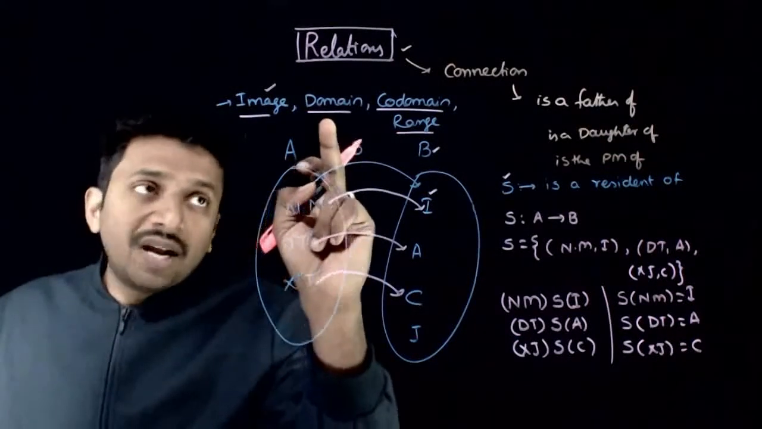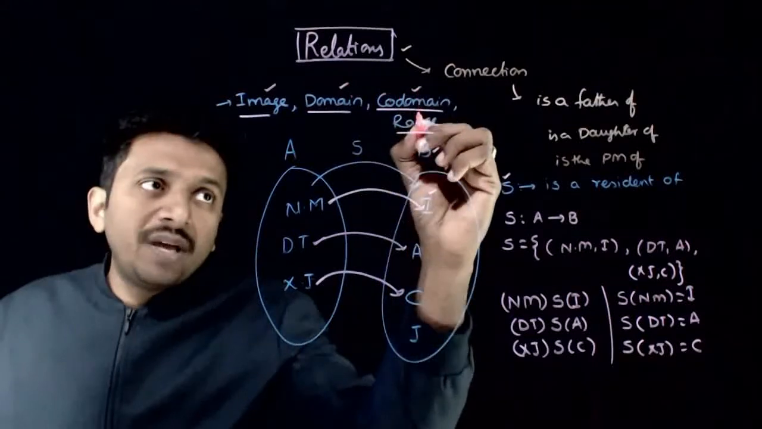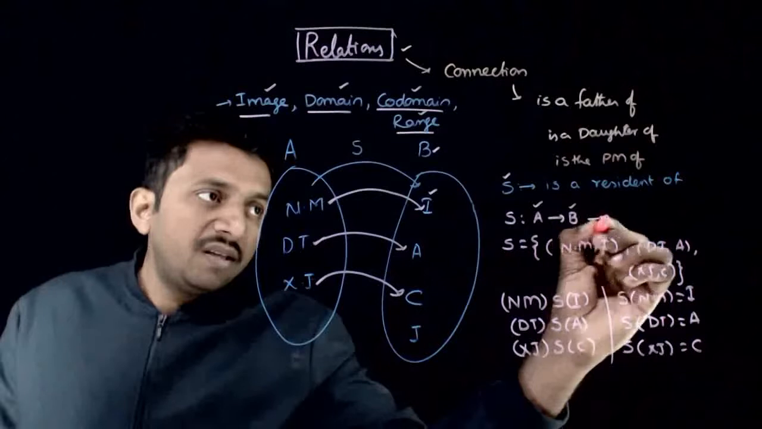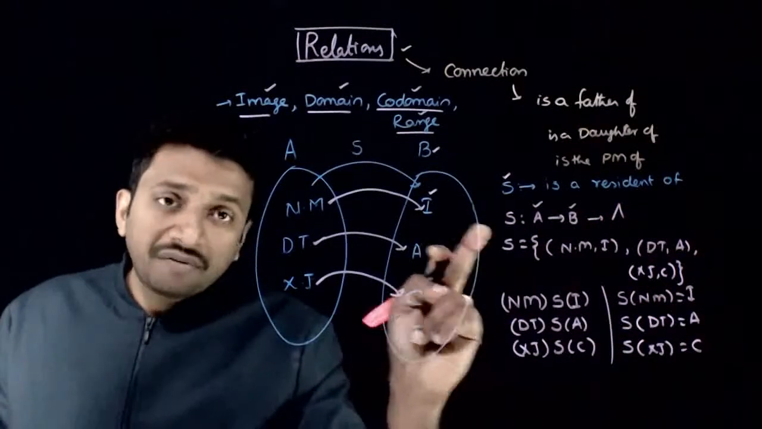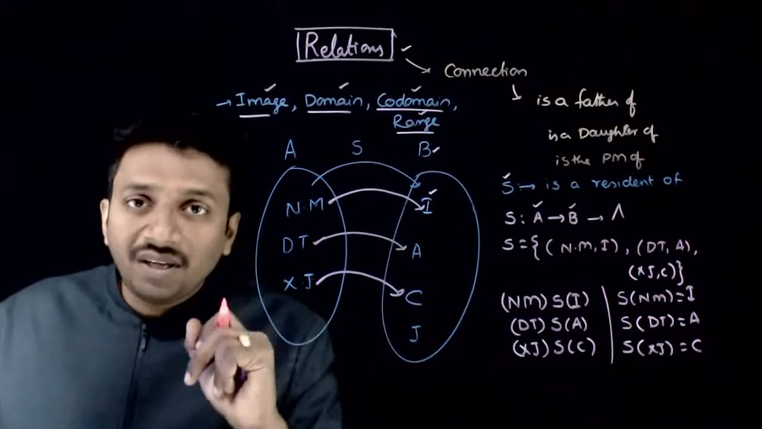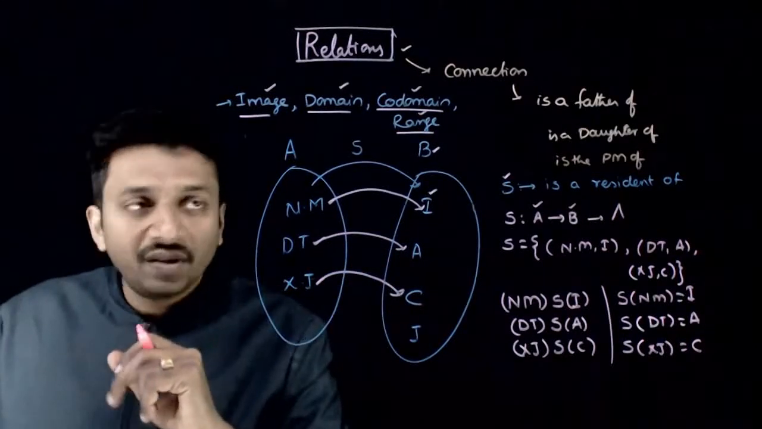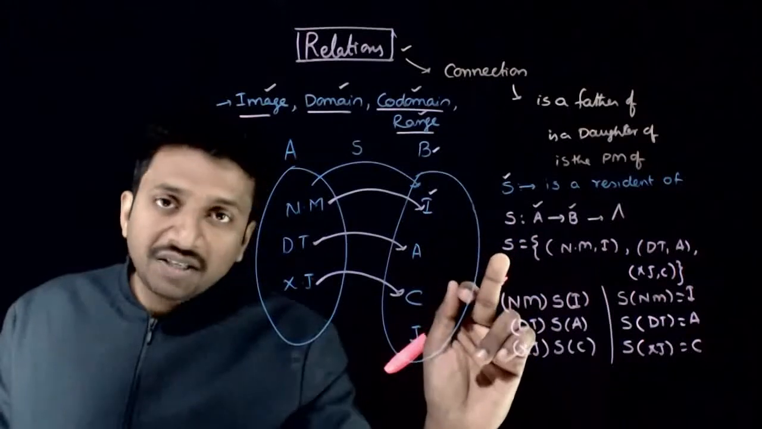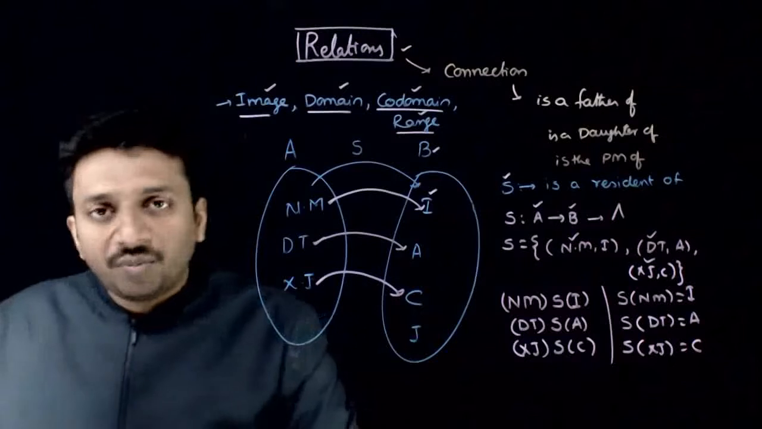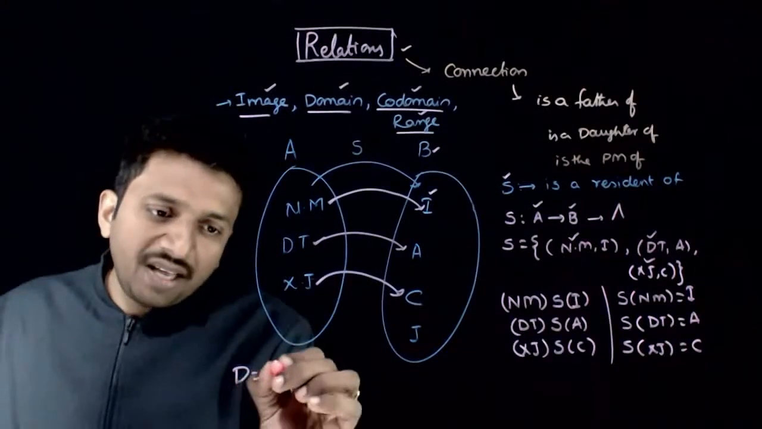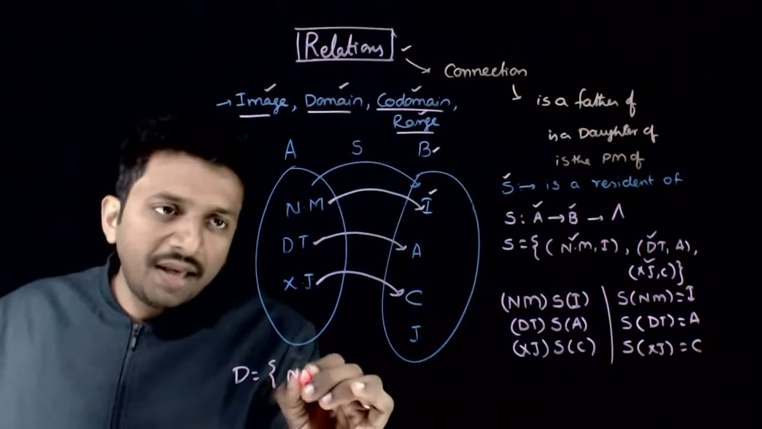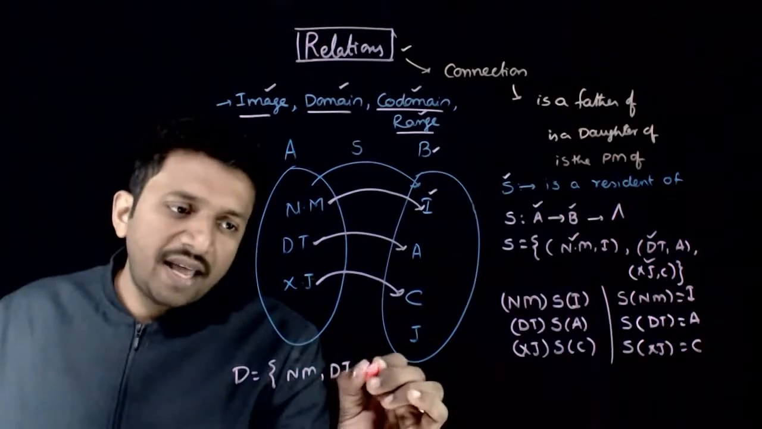Next, let us look at the terms domain, codomain, and range. If a relation is defined from A to B, the set of elements in A which are related to the elements in B is called the domain of the relation. That is, once you write the relation in roster form, the set of all first elements is called the domain. So domain is the set of all first elements of the different ordered pairs, that is NM, DT, XJ.